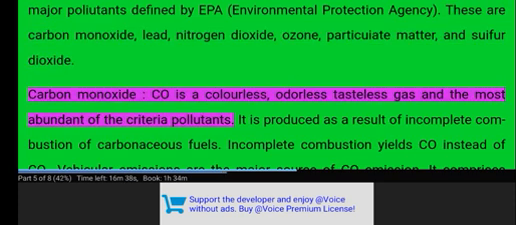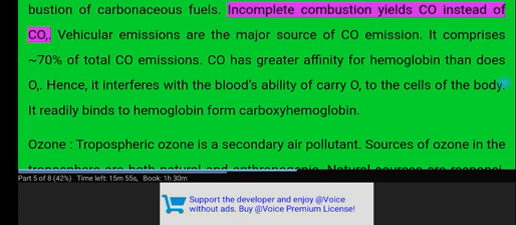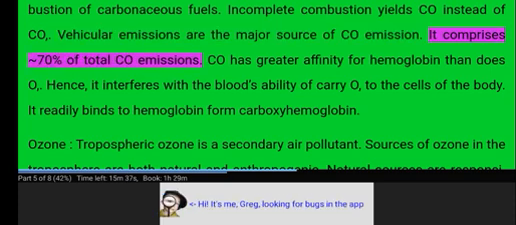Carbon monoxide, CO, is a colorless, odorless, tasteless gas and the most abundant of the criteria pollutants. It is produced as a result of incomplete combustion of carbonaceous fuels. Incomplete combustion yields CO instead of CO2. Vehicular emissions are the major source of CO emission. It comprises approximately 70% of total CO emissions.